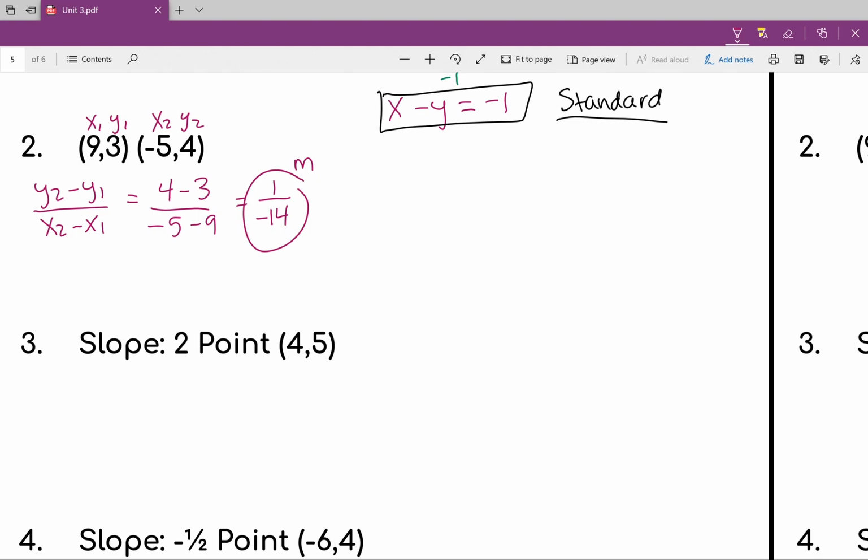Okay, so now it's time to use the point slope formula. So my y minus y1 equals m(x minus x1). I'm going to plug in all the points I know. So y minus y1, which is 3, equals 1 over negative 14, and x minus x1, which is 9. Okay, so right here is my point slope.